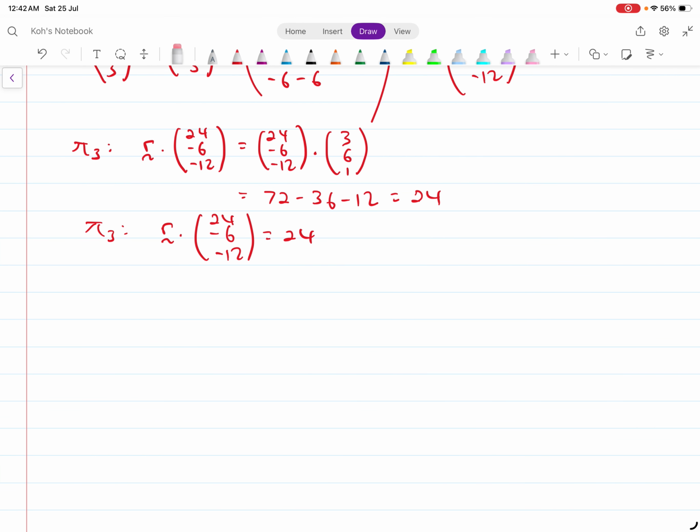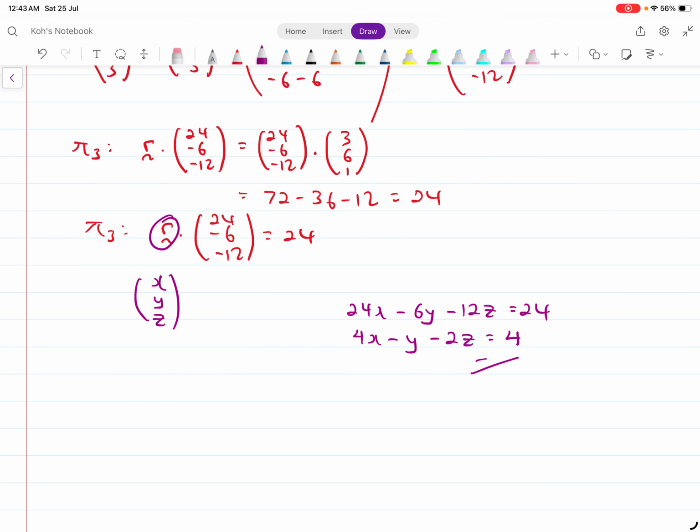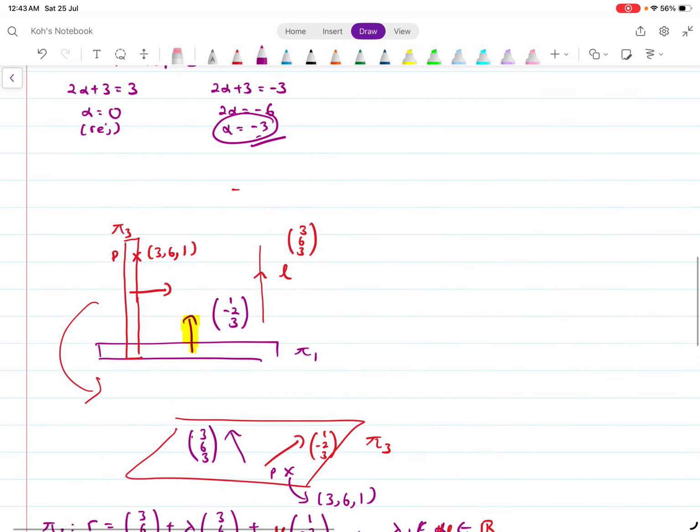Now I need to convert this to Cartesian. Cartesian is very simple: just replace r by (x, y, z), and you will get the answer. So it's 24x minus 6y minus 12z equals 24. Maybe I just divide the whole thing by 6, so it's 4x minus y minus 2z equals 4. That will be the Cartesian equation of plane 3.